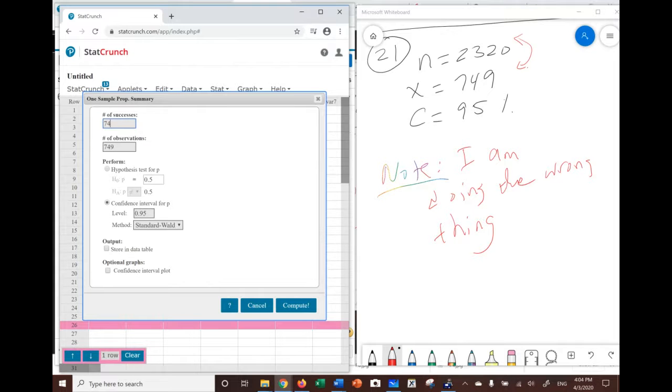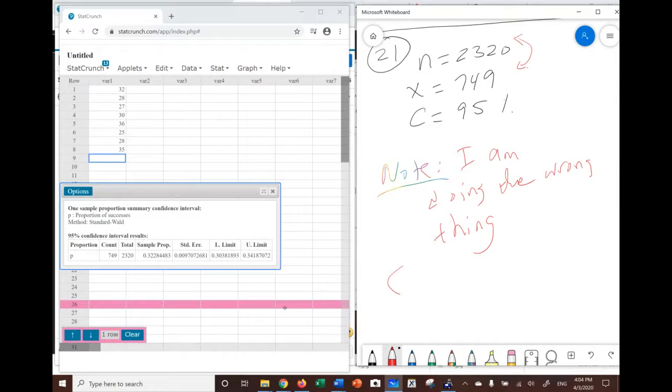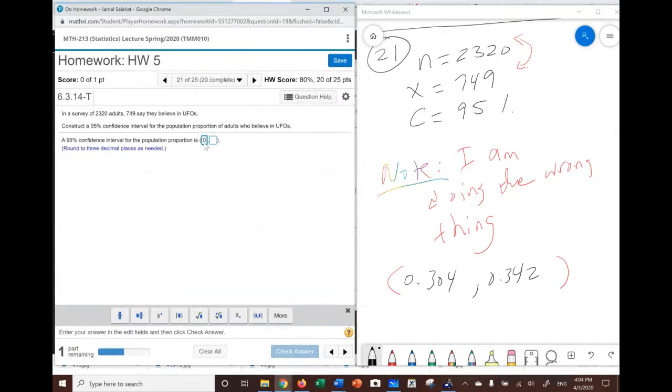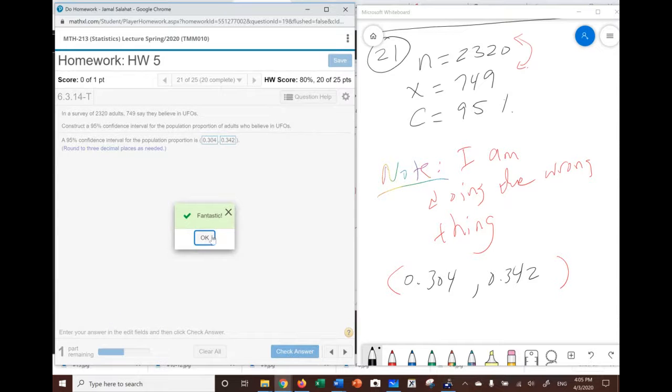So you put the number of yeses in the number of successes, and you put the total, which is 2320, in the number of observations. So that is what you do. And again, don't forget the confidence level is 95%. If you do it correctly, you're going to get the answer you're looking for. And the answer in here, we need 3 places: 0.304 and 0.342. Those are the 2 numbers that we get for the interval. So this is going to be 0.304, and the second number is 0.342. Now, if we check the answer here, it's going to tell us it's correct.